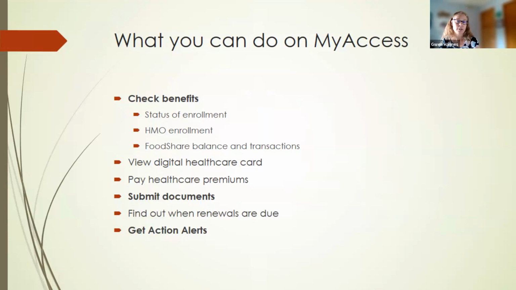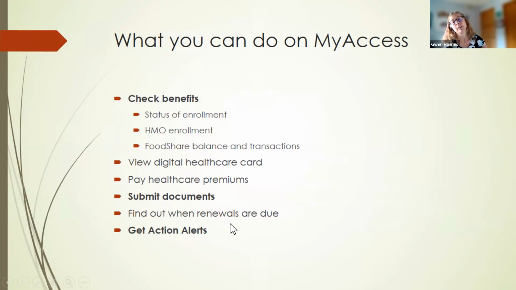You can view your digital healthcare card. So if you are at a medical appointment and they want to see your healthcare card, you can just pull it up on MyACCESS. You can pay your healthcare premiums. Some people have premiums, and there's a spot where you can go and just pay that premium online. You can submit documents. Assuming your phone has a photo feature, which most of them do, you can take a photo of a document that you need to submit, like a paycheck stub, and upload that, and that will satisfy verification requirements.